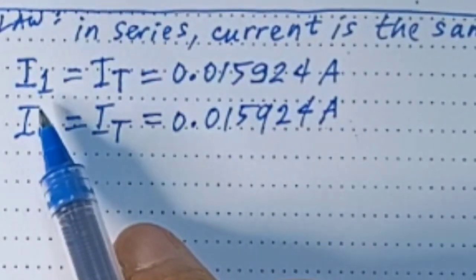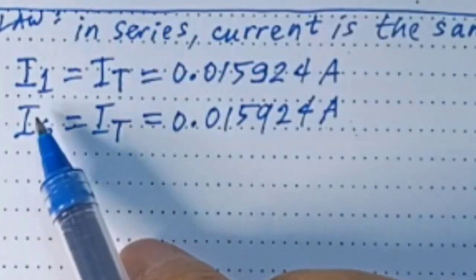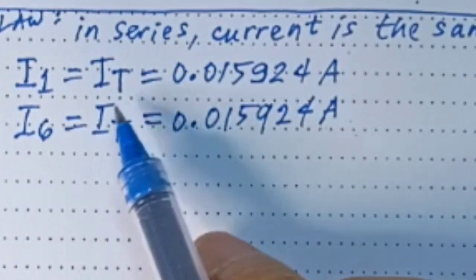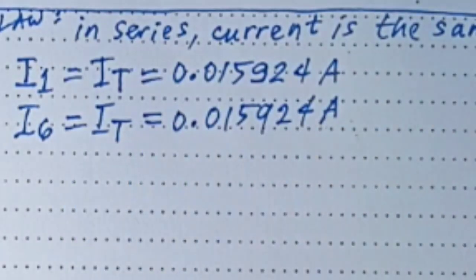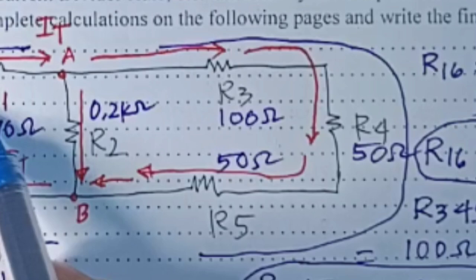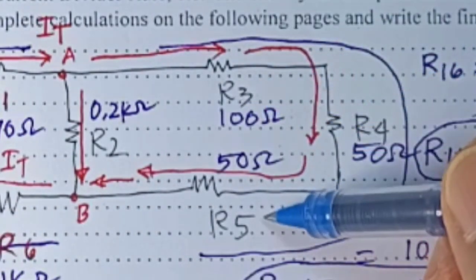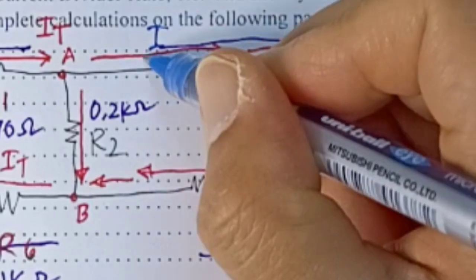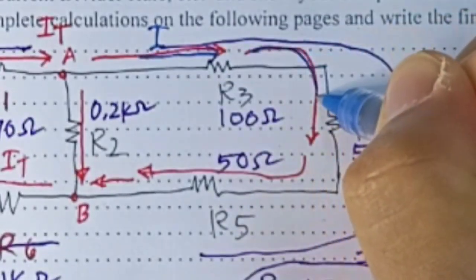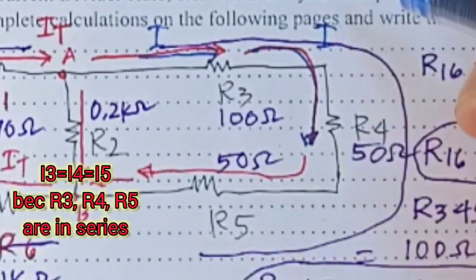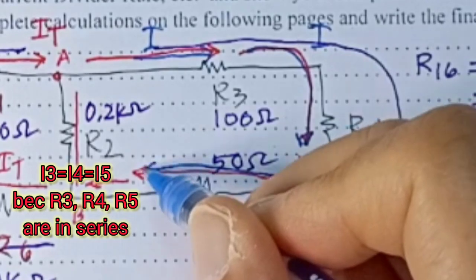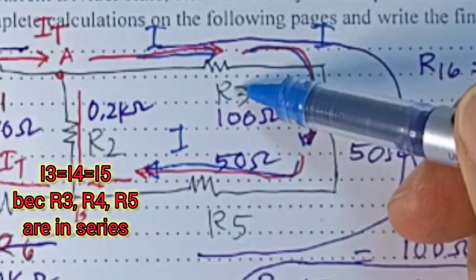See? So we don't need to calculate I1 by Ohm's law, no need, because I1 is the same as I total, and I6 is also the same as I total. There will be a single current for the series circuit for R1 and R6. Now, it would be the same with R3, R4, and R5. Whatever current is going through here will be the same current that passes through each of the resistors.